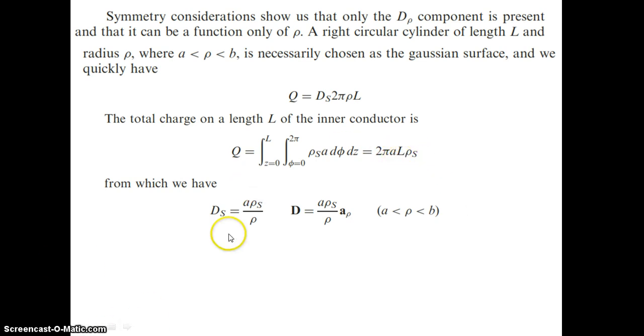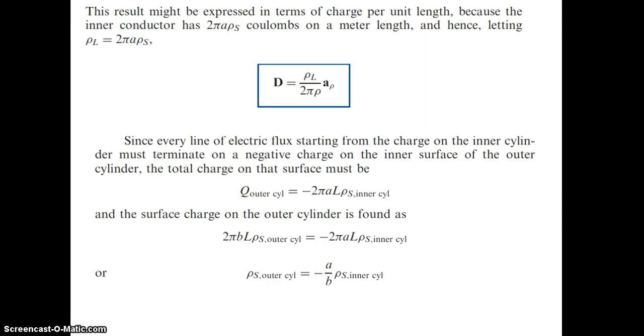Simplifying this, we will have Ds equal to a rho s by rho, where rho lies between a and b. So if the radius lies between a and b, the expression for the flux density is a rho s by rho a rho.